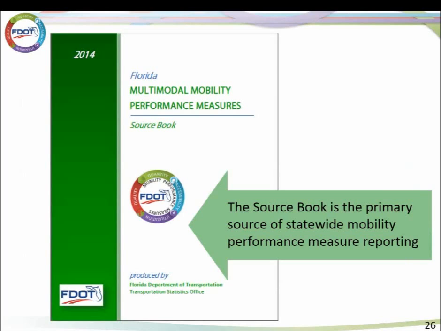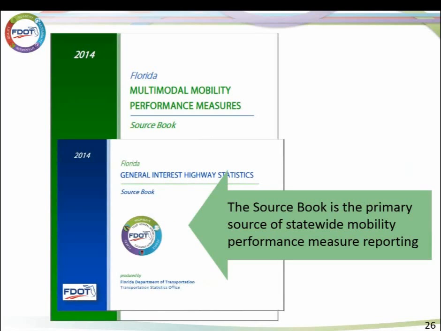The primary source for highway data and transportation analyses are the multimodal mobility performance measures and general interest source books. Both are published every August. The general interest source book contains demographic information as well as highway mileage for cities and counties. It is anticipated that MPOs as well as district offices will refer to and use these source books for their own reporting.